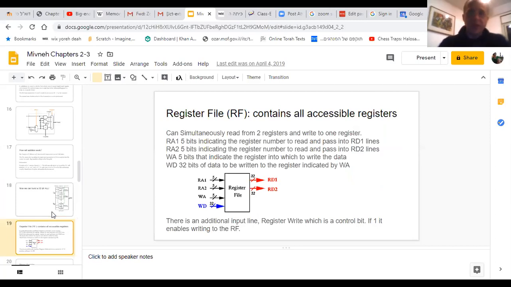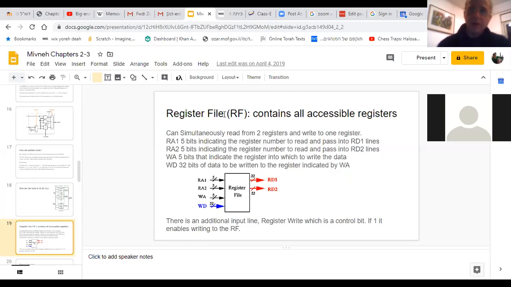Now we'll go on to the register file. The register file is the black box, at the moment it's a black box, that allows us to read and write data to all the registers. Remember that there are 32 registers. Come on, move that.